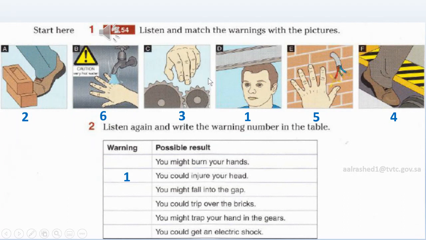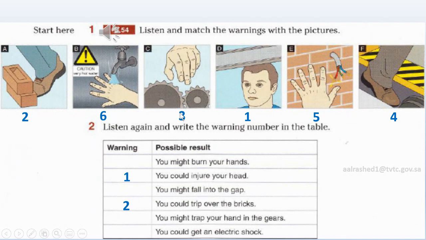Okay, for number two. What would happen to him? Number two. Okay, can you see bricks? You could trip over. This is the meaning of trip over. Look what happened to him. Or what would happen to him?